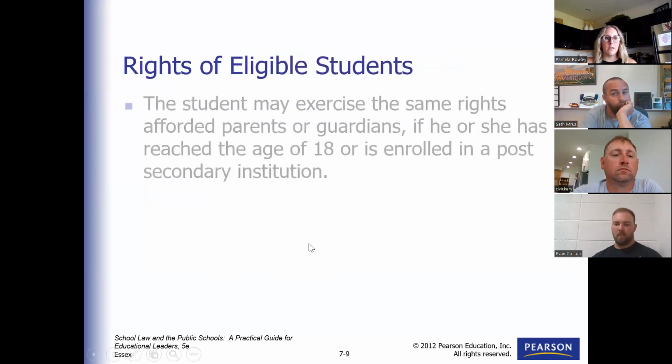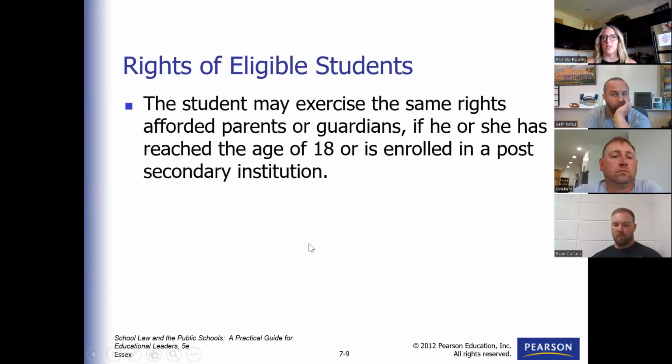And then it went into the rights of eligible students. This was touched on a little bit earlier, but pretty much they have the same rights as parents. Once they have reached the age of 18, they can again inspect their own record. They can challenge any record. They can request a hearing. So all of the same parent rights take place also with student rights once they reach the age of 18.